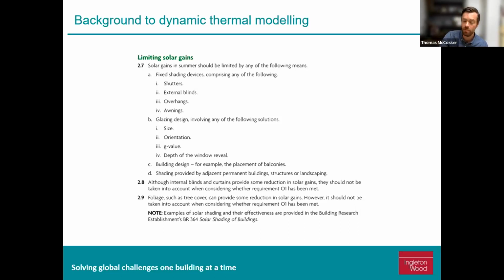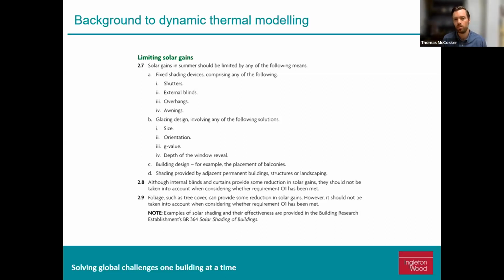But in TM59, we used to be able to use internal blinds. That is no longer the case with Part O. You're no longer allowed to use internal blinds as part of your methodology. TM59 did have a caveat saying that you had to say if you use internal blinds in your thermal modeling report, so that if they did get VE'd out and people complained about the temperature, they could go back to the report and say, actually, well, you have to include the blinds.